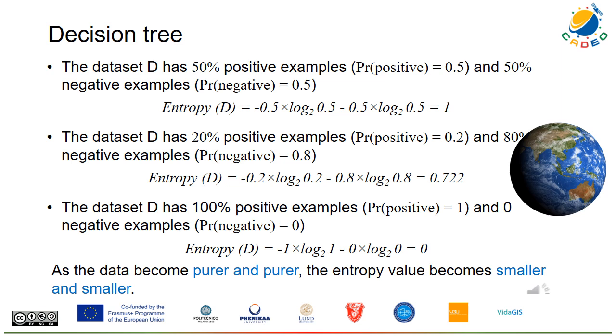And in the third case, let's say the dataset D has 100% positive examples and 0 negative examples. Then we can get the probability for positive equals 1 and the probability for negative equals 0. Based on the formula, we can get the entropy of dataset D equals 0. Here we can see as the data become purer and purer, the entropy value becomes smaller and smaller. So in the third case, we only have one type of examples, so we have minimum impurity, and in the first case, we have maximum impurity.